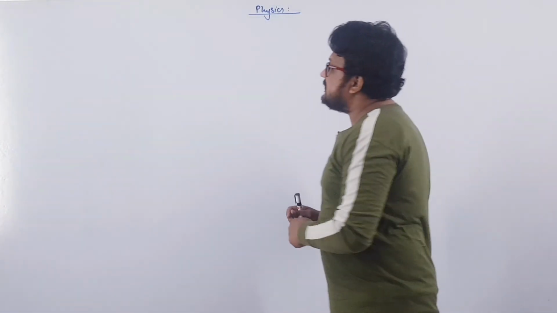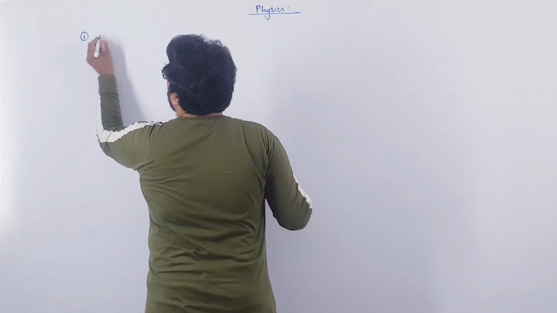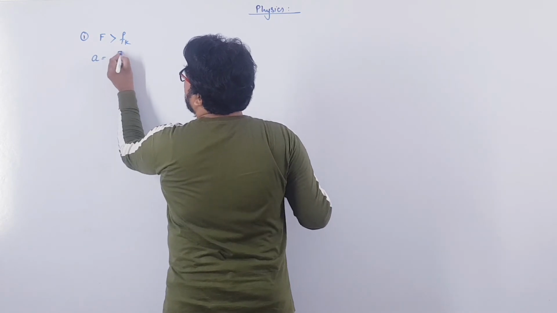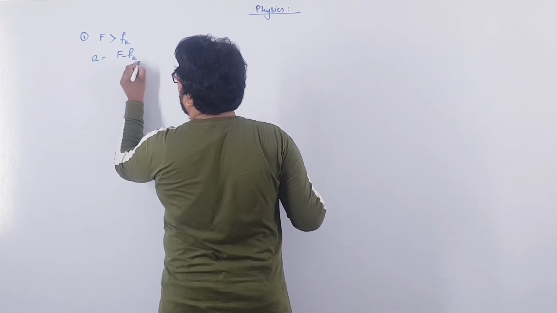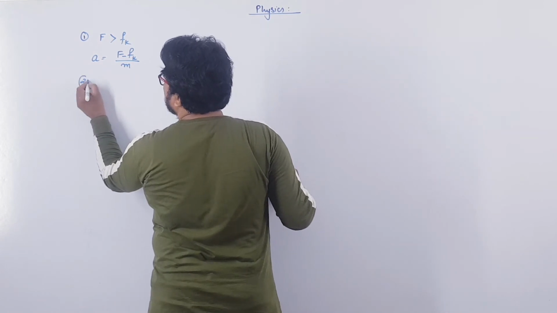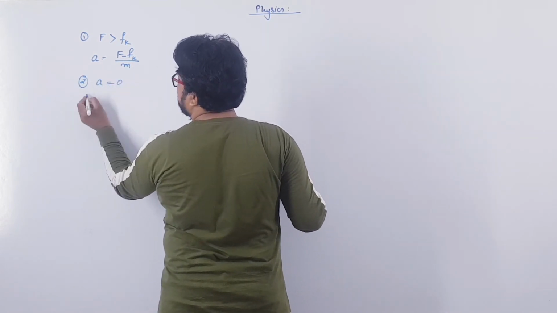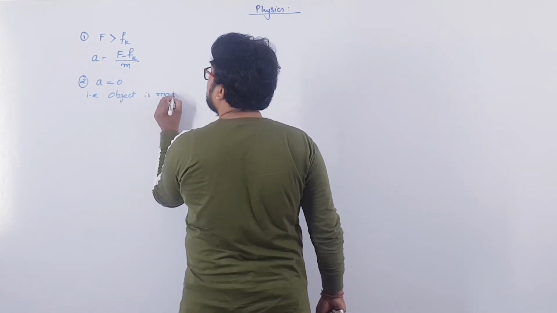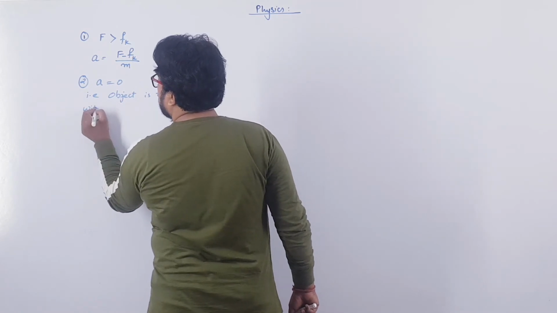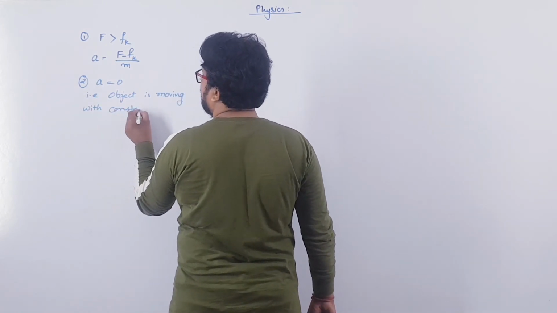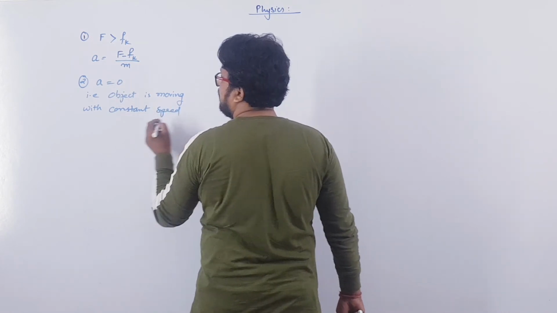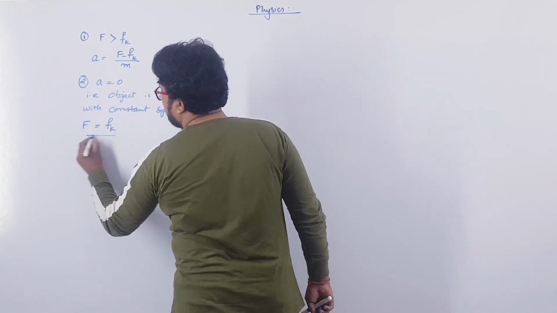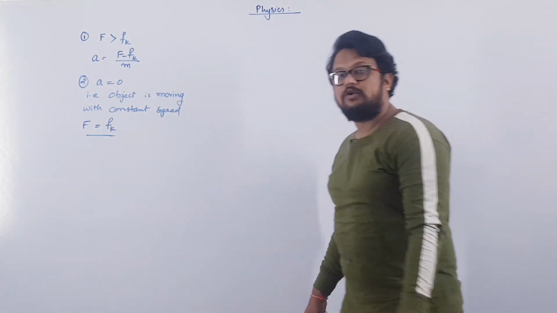So as we have discussed, the first case is when the applied force is greater than kinetic friction, then the acceleration of the body will be F minus Fk over m. Second case, when acceleration is 0, that is, the object is moving with constant speed or velocity, you can say, then external force and kinetic frictional force both will be same according to Newton's first law, right?